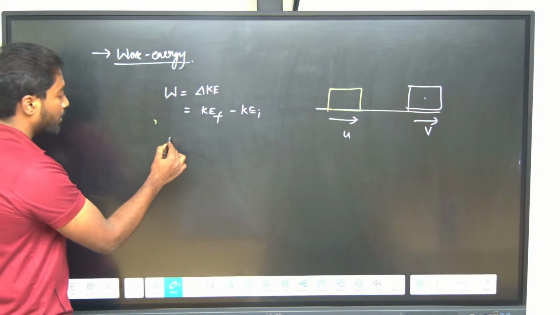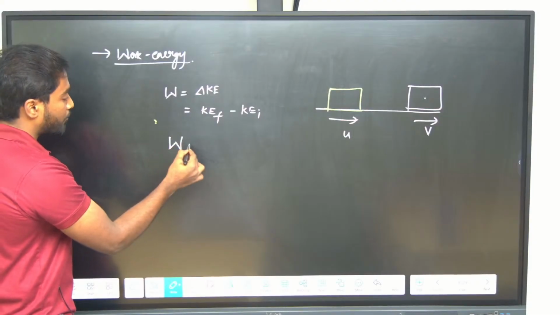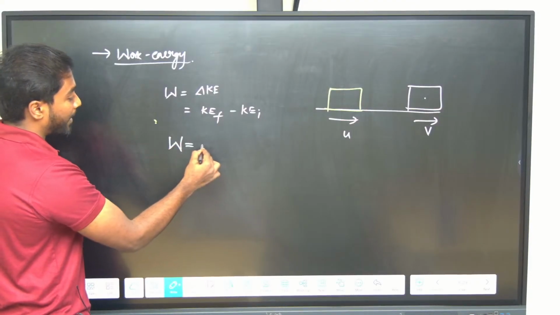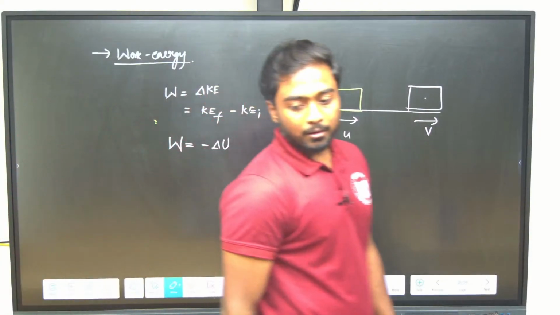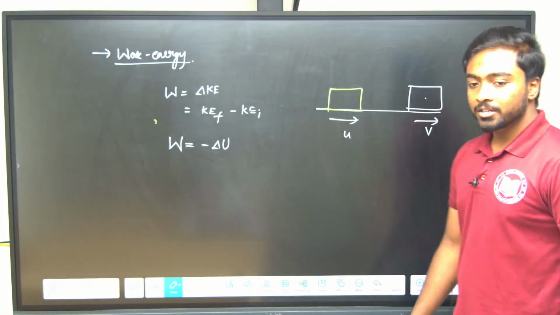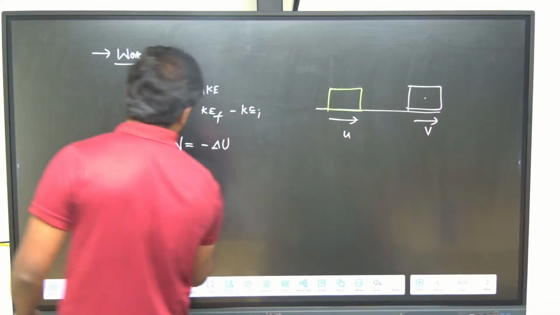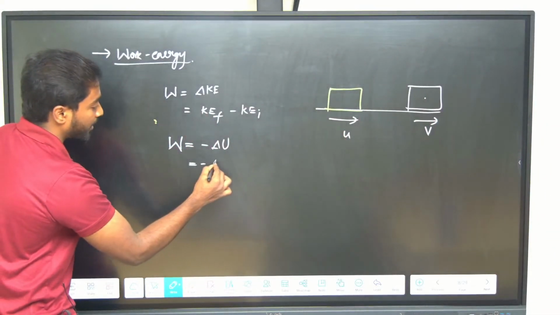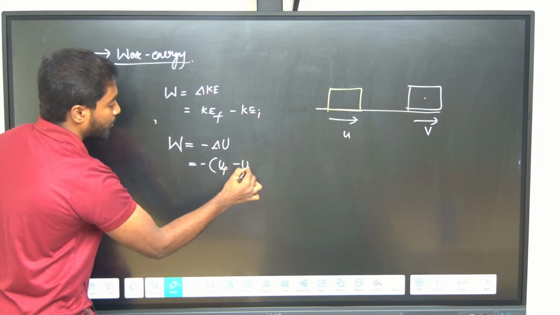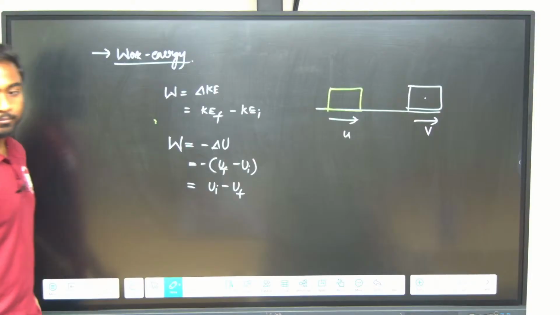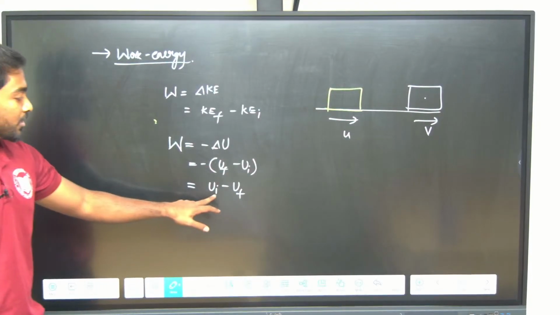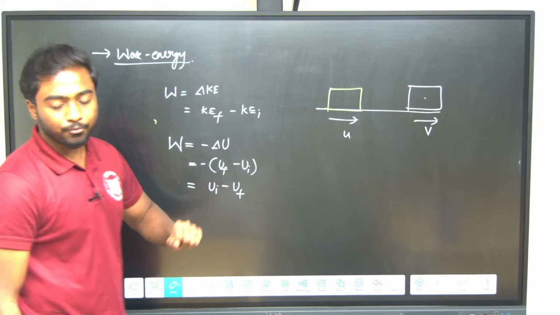And one more thing, another work done formula is there: work done equals minus change in potential energy. Work done is equal to minus change in potential energy. So, minus change in potential energy means minus of (Uf minus Ui), which is nothing but Ui minus Uf. Potential energy initial minus potential energy final.